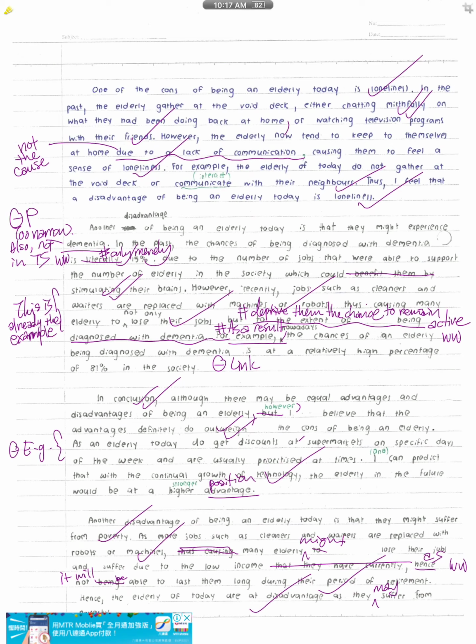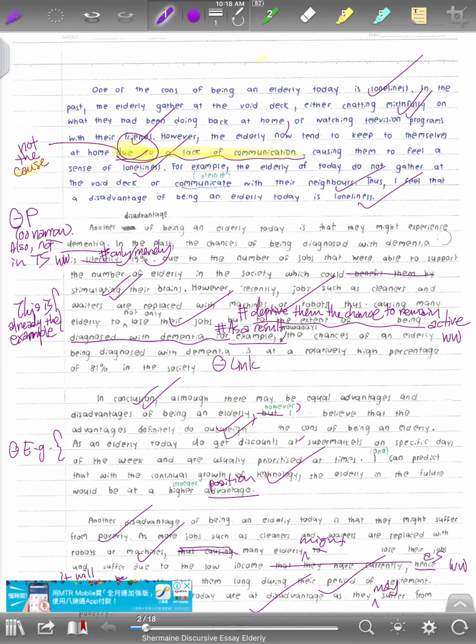One of the cons is... over here, take a look at this. Why do I highlight this one? Here you say, "however, the elderly now tend to keep to themselves at home due to a lack of communication." Actually, this is not the cause. When we use "due to", we mean "because of", so because of lack of communication, they keep to themselves. No, it's actually the other way around. They keep to themselves, that's why they lack interaction or communication, human interaction with other people. So please take note of what the cause and effect is, and use the signpost more accurately.